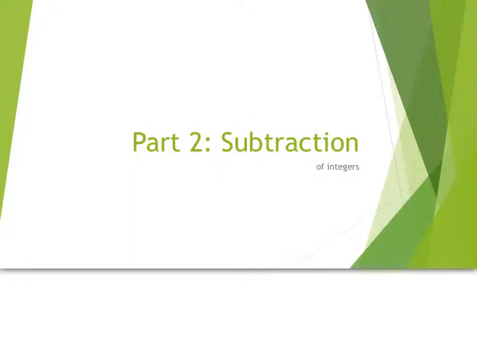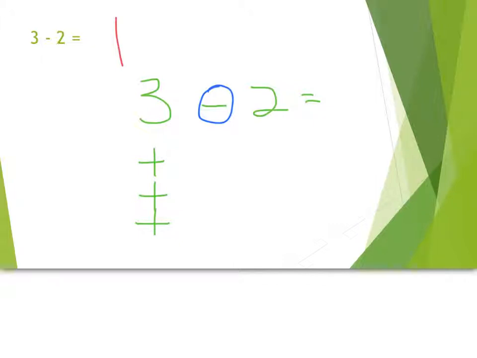In the second part now, we're going to take a look at subtraction of integers. Here's our first example to get our minds going with subtraction. I gave you this equation, 3 minus 2 equals, and everybody said together the answer is 1. When we figured out our counters, we have 3 positive counters, and the subtraction sign is telling us that we need to take away 2 positive counters. When we take away 2 positive counters, we are left with 1 positive counter.